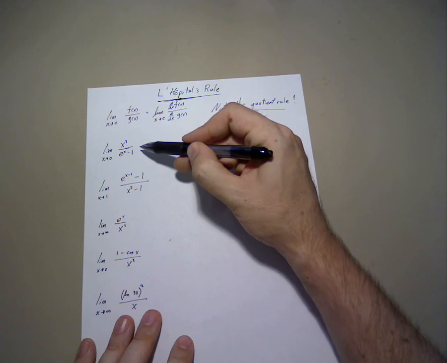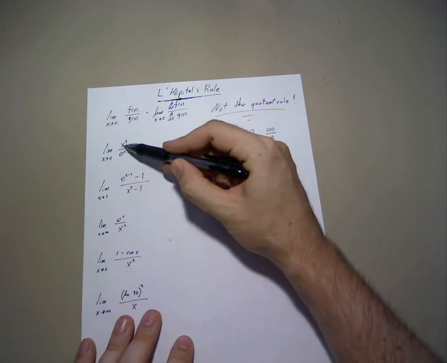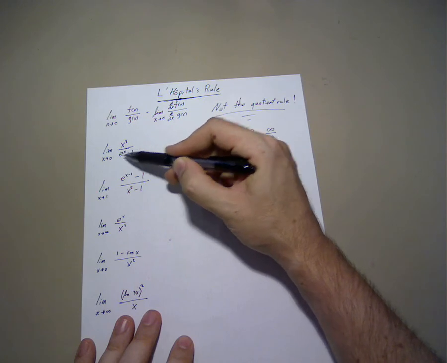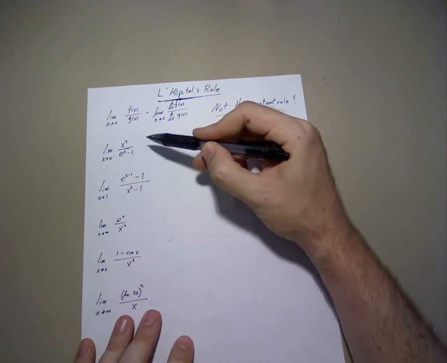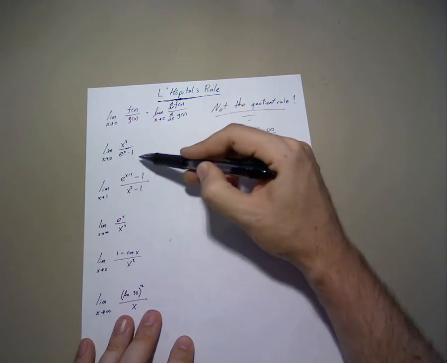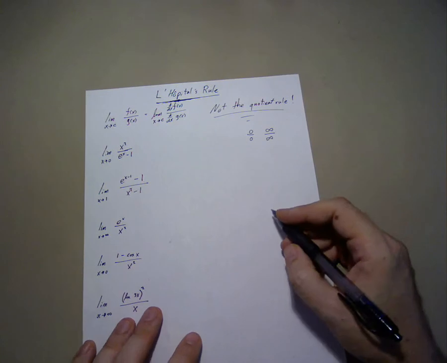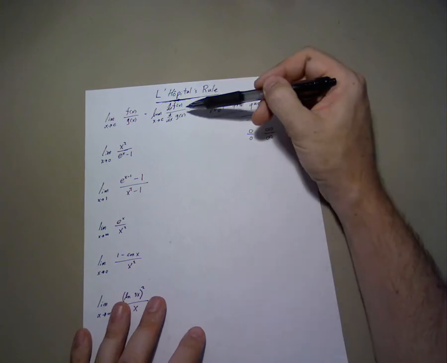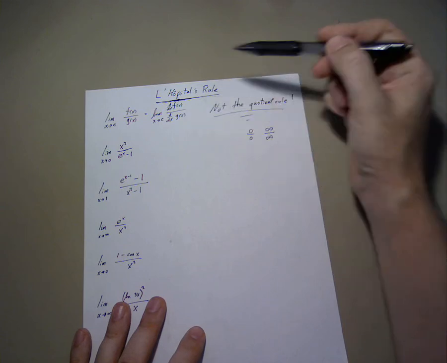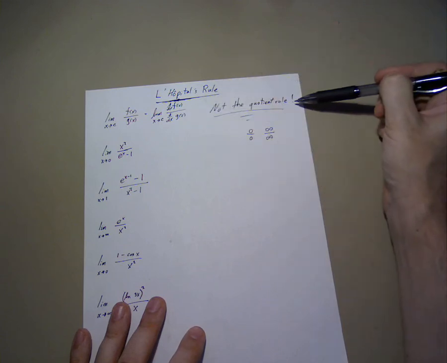For instance, in this problem, as x goes to 0, x squared becomes 0, and e to the x minus 1 both become 0. This becomes a 0 over 0 form. 0 over 0 is not meaningful, so we can apply L'Hopital's rule to evaluate this limit. When we use L'Hopital's rule, we take the derivative of the numerator and the denominator separately. We are not using the quotient rule, as we would normally expect to.